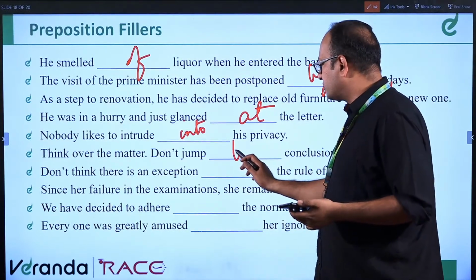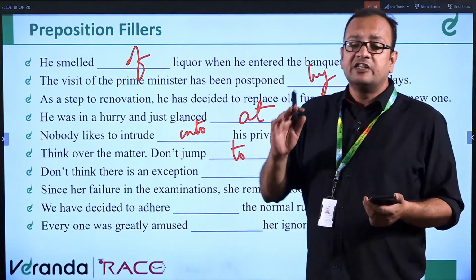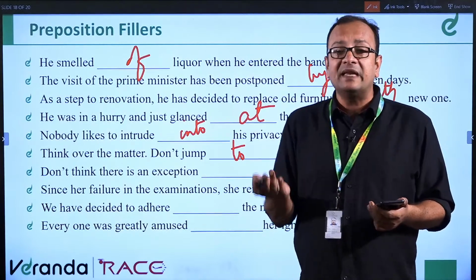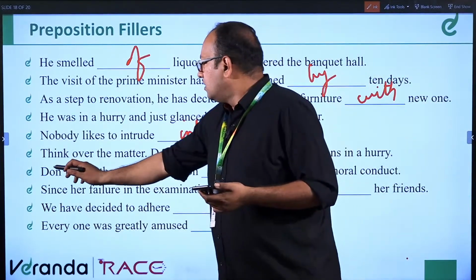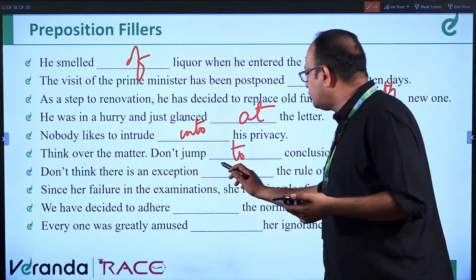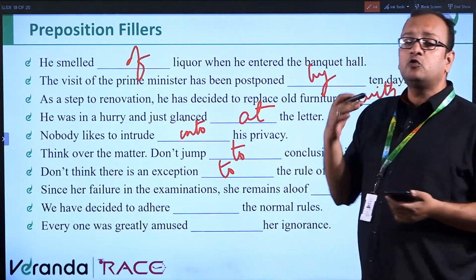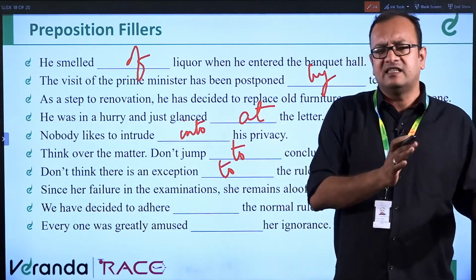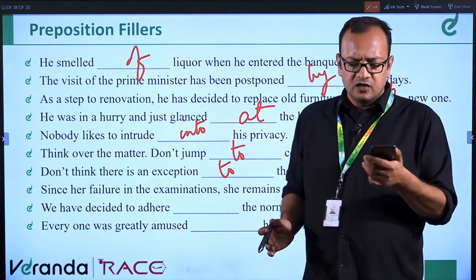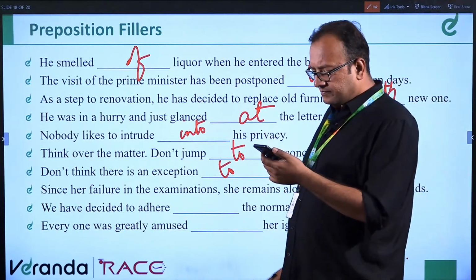Think over the matter. Don't jump to conclusions. Jumping to conclusions, jumping at offers. Please understand. Don't think there is an exception to the rule. Exception to the rule means being something anomalous, different from what the rule is. So, exception to the rule.